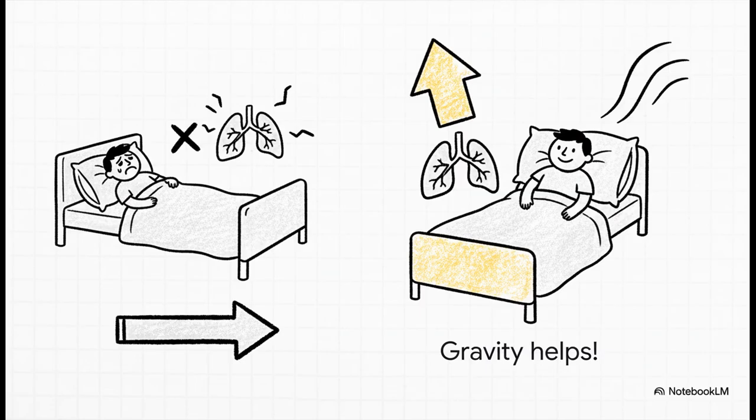And here's a fantastic little keyword to lock away for your exam. If your client is struggling to breathe, your first thought should be one word: upright. Putting them in an upright or Fowler's position just uses gravity to help their lungs expand. It makes a huge difference. So remember that word, upright.